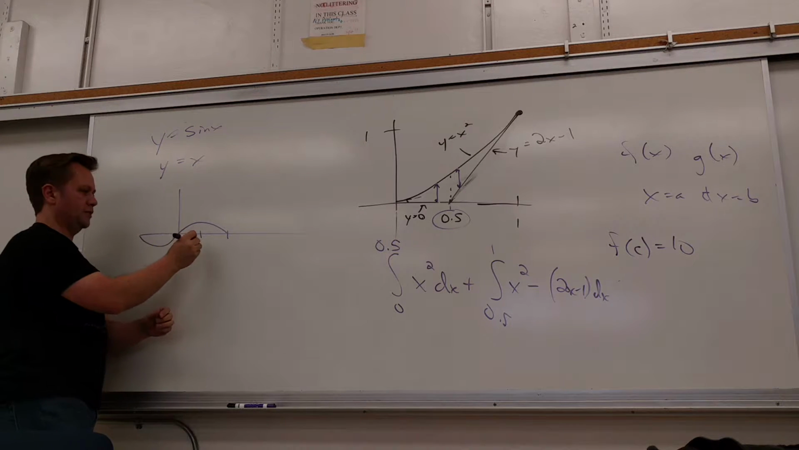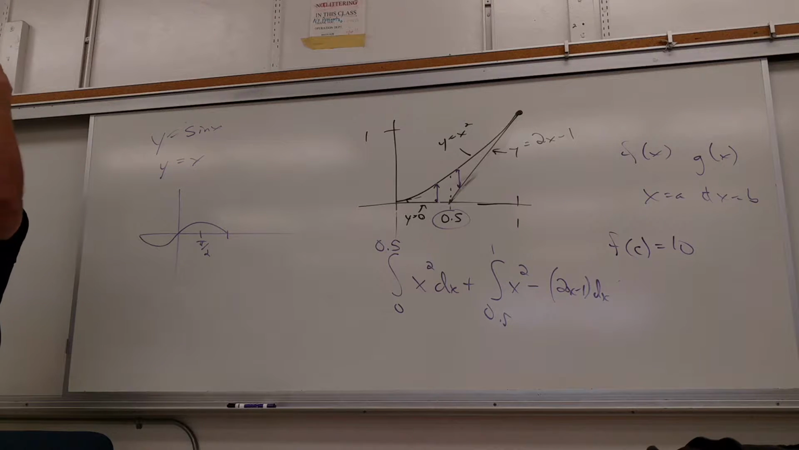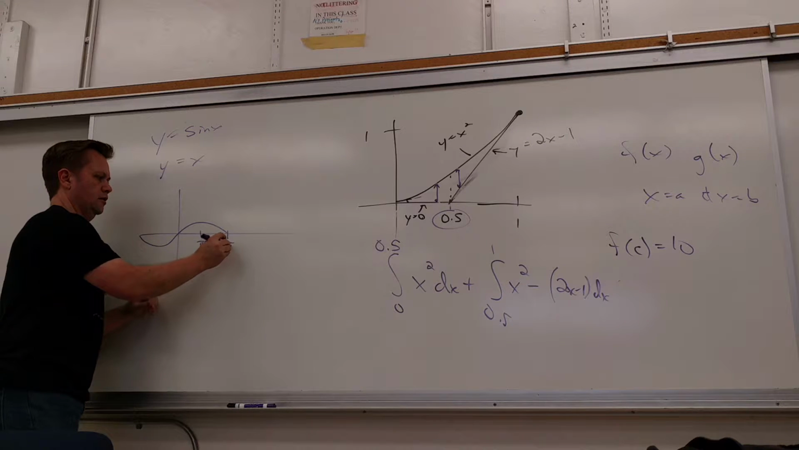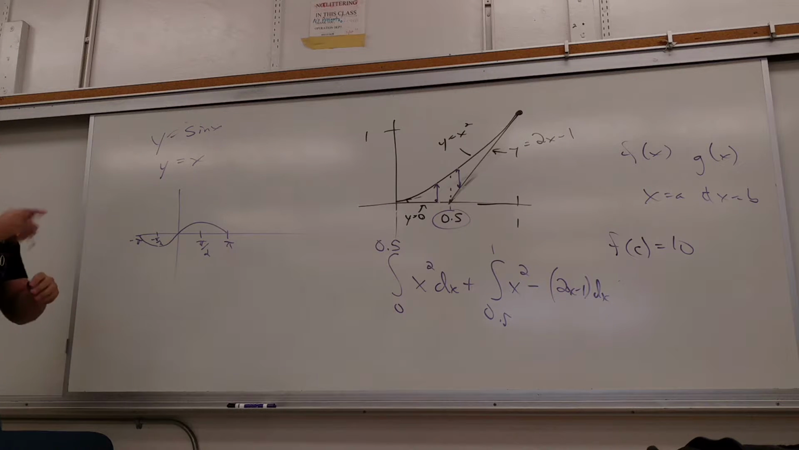Pi over 2, yeah. Sine likes pi over 2 because sine likes y, and 90 degrees is where it's all y. So what's that? Pi. And negative pi over 2. And negative pi. Let's see if that's enough. And then y equals x.